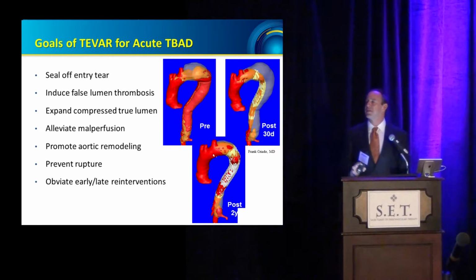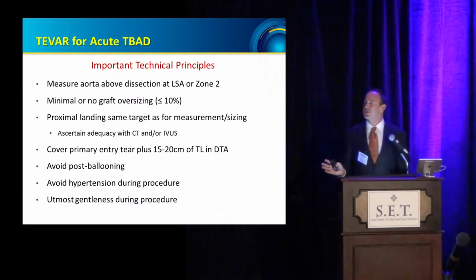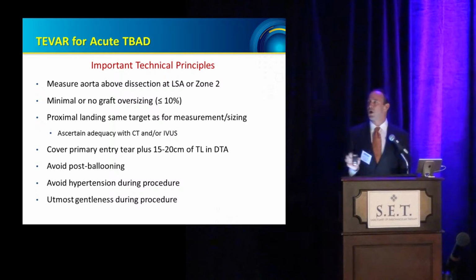But with this TEVAR for the complicated dissections, you really do expand the true lumen, you alleviate the malperfusion, and you really do promote aortic remodeling. There are some important technical principles. You really want to measure the dissection at zone 2. Most of the time you have to cover the left subclavian. You don't always have to.